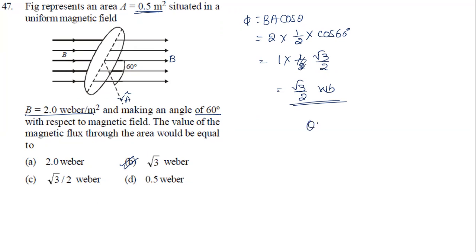Sir, what if the given angle theta equals 90 degrees? Cos 90 degrees is 0, so the flux becomes 0. There is no option like this here. What if theta equals 0 degrees? Cos 0 degrees is 1, so the flux becomes 1. That option is also not there. Okay, leave it, not an issue. But our answer is root 3 by 2, not B. C is the right option, root 3 by 2 Weber.